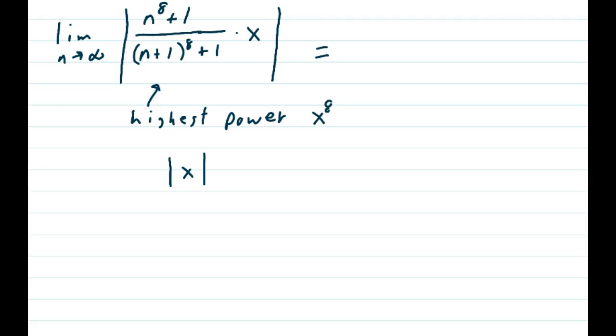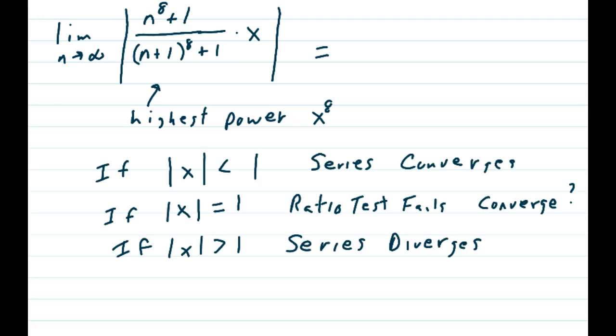So at this point, we have the absolute value of x. Now, remembering what we're here for is to try and find when this series converges. So what do we do next? Well, the ratio test tells us that if inside that absolute value bar we get something less than 1, the series converges. So that means the absolute value of x must be less than 1. If, on the other hand, the absolute value of x is equal to 1, the ratio test fails and we don't know if it converges or not. And if the absolute value of x is greater than 1, the series diverges, and we don't want that. We're looking for the interval of convergence.